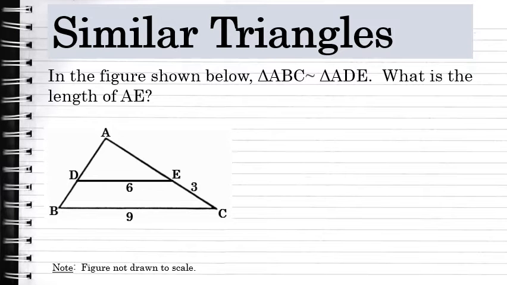This problem deals with similar triangles. In the figure shown below, triangle ABC, the larger triangle with vertices ABC, is said to be similar to, this symbol means is similar to, triangle ADE, which is the smaller triangle that makes up the top of this figure. The question is, what is the length of side AE?